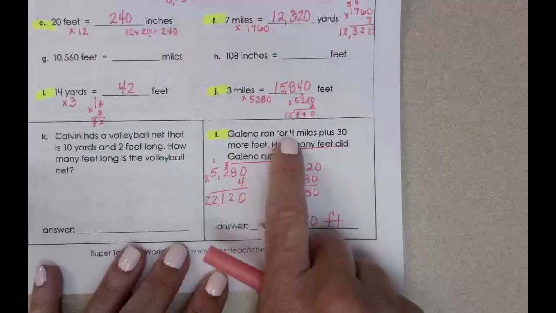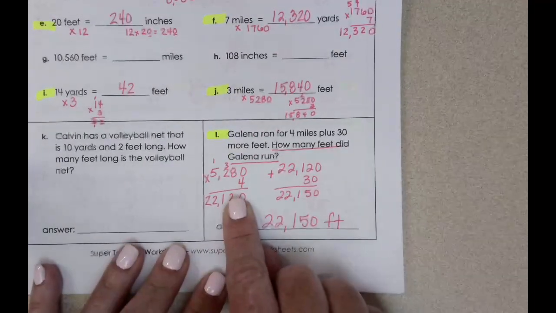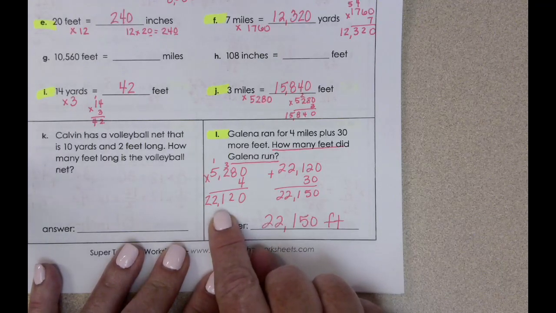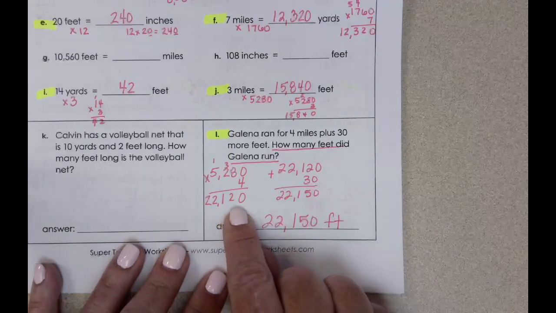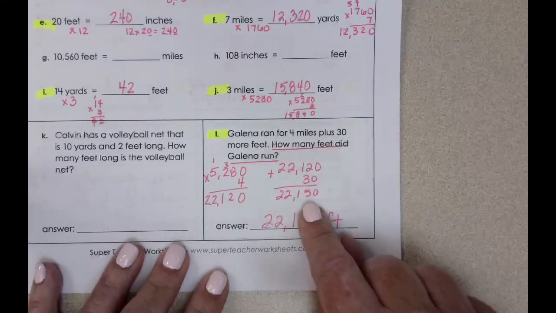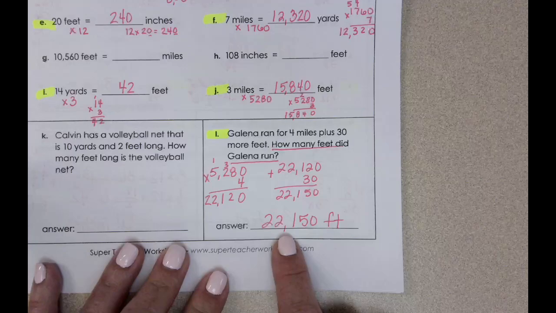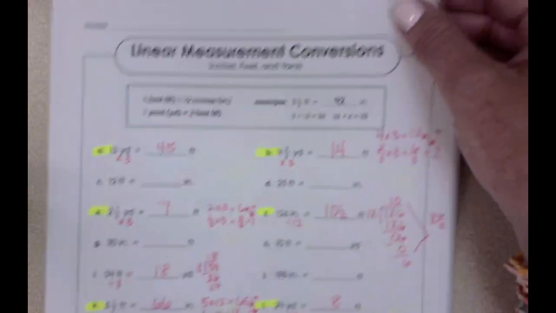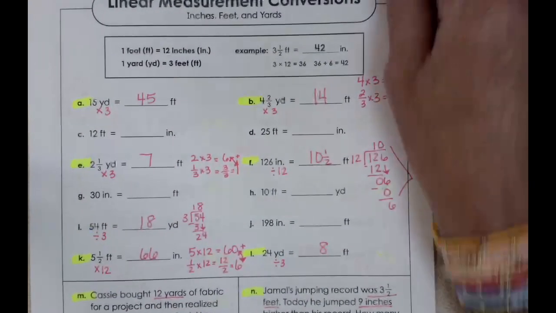So we're going to take 4 miles times 5,280 feet, which gives us 22,120 feet. Then she ran another 30 feet, so we add those together, giving us 22,150 feet. Then go ahead and turn to the next page. If you have any questions on that front page, make sure to pause the video and discuss.